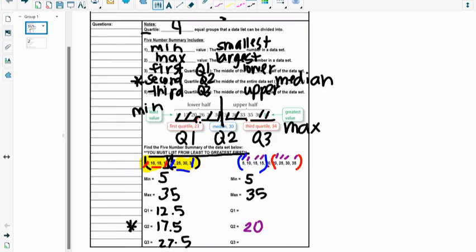Now again, we cross off till we get to the middle. We're going to have 10 plus 15 is 25 divided by 2, 12.5. Then we'll find our Q3, cross off till we get to the middle. 30 plus 25 is 55 divided by 2, 27.5. Okay, so that's how we find a 5-number summary of a data set when we have 2 numbers in the middle and 1 number in the middle.